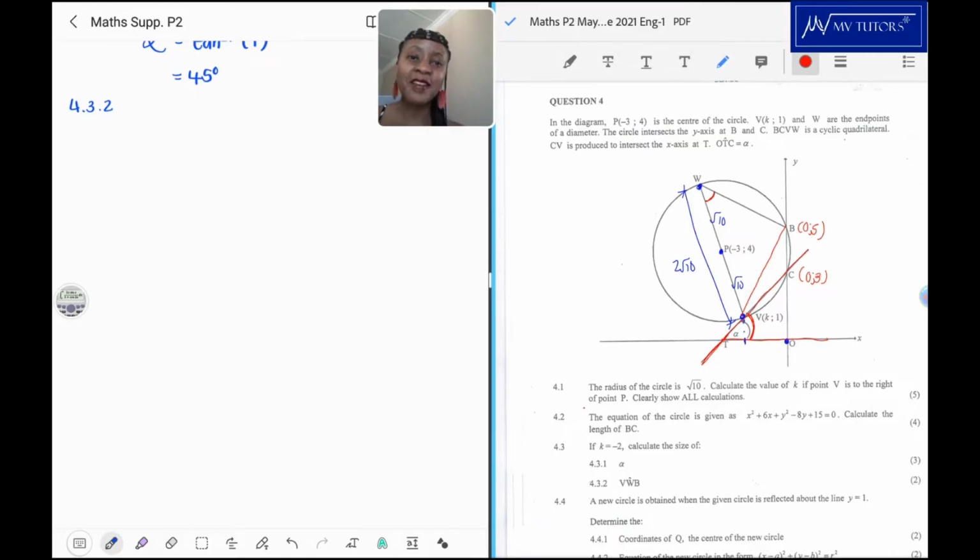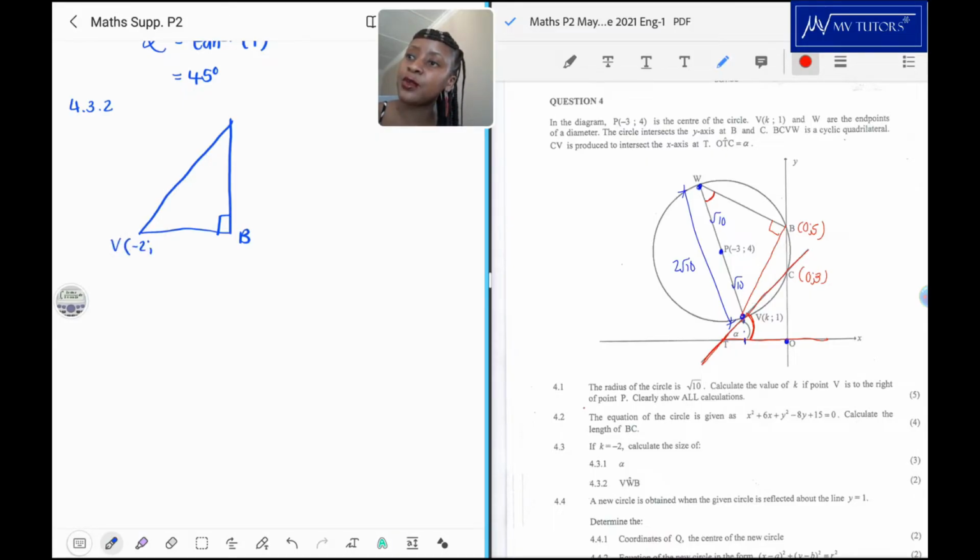Remember that when you have a chord that is a diameter, the angle it subtends will be 90 degrees. So we know for one that B is 90 degrees. So if I were to redraw this, that's V, and V is (-2, 1). B is (0, 5). And then I have W there. So I'm looking for this angle here, W.